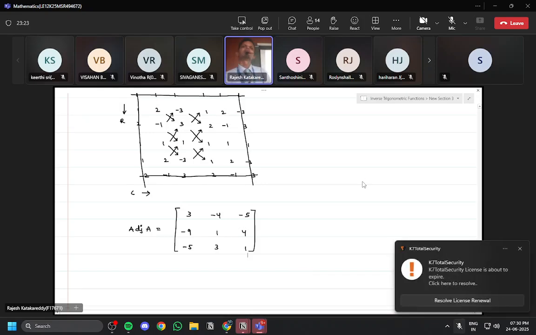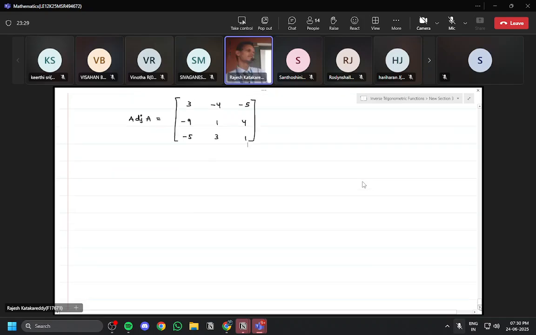Can I scroll up? Anybody writing any part of the solution? No, right? Next to the adjoint and cofactors, we need to learn about a few things, a few note points, not exactly the properties. We are writing them one by one. See, I didn't give the proper definition of a determinant earlier. So here we can write the proper definition of a determinant.